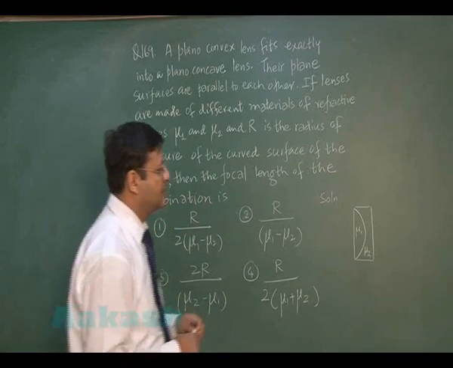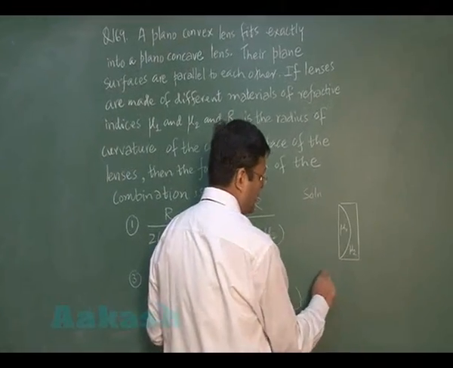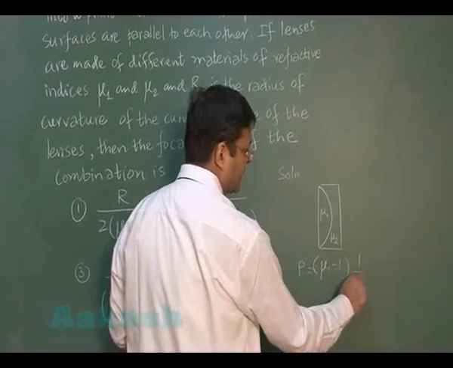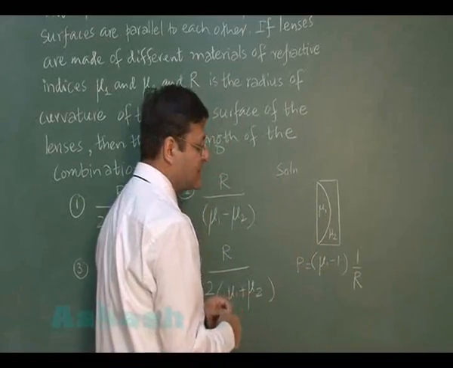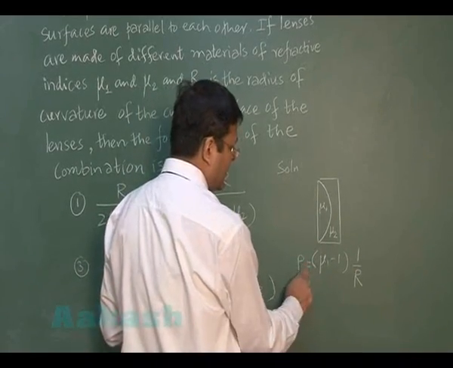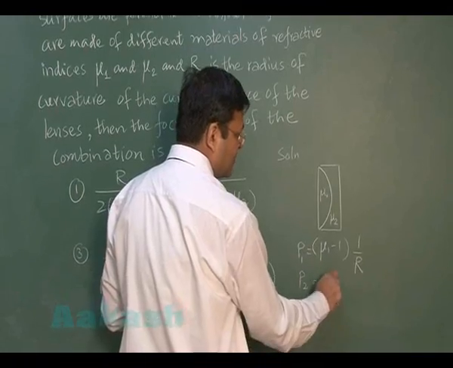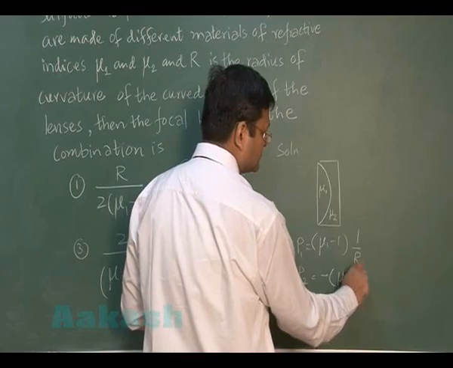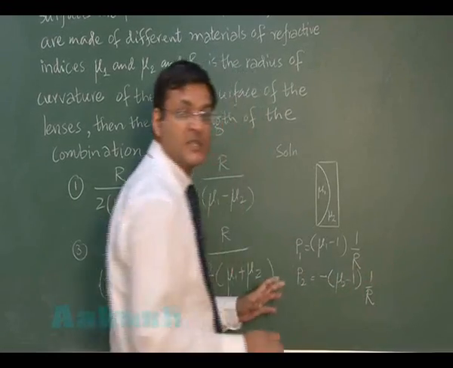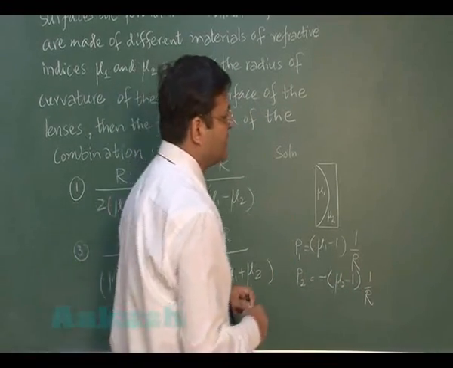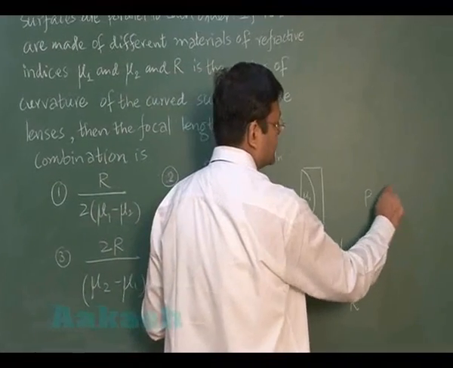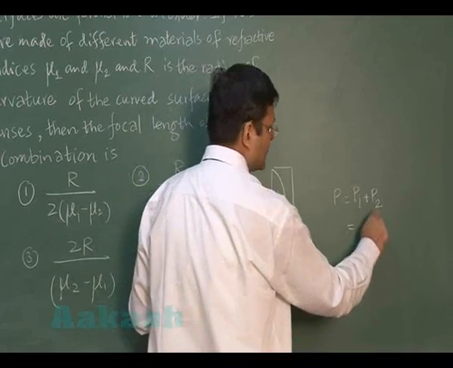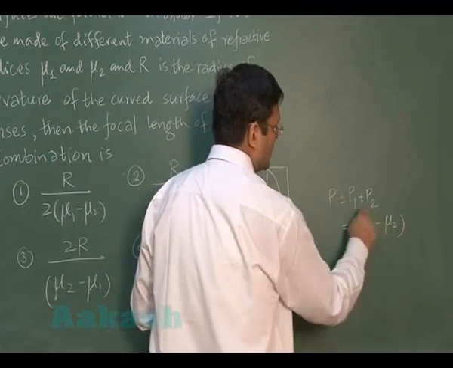So first you calculate the power. For one lens it is (mu1 minus 1) by R. If it was a convex lens, the power was positive. The other power will be in terms of minus, because it's a concave lens, that is (mu2 minus 1) by R. You understand? So the combination will have the power P, the sum of these two, and ultimately, you just subtract these two, like (mu1 minus mu2) upon R.